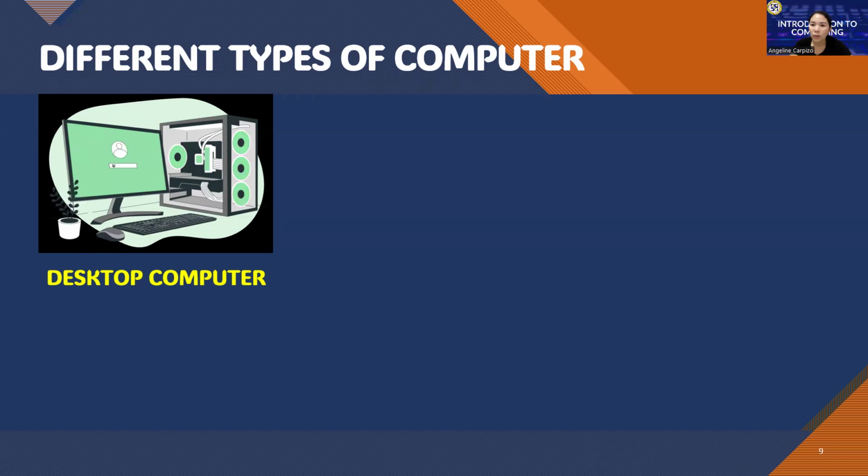Many people use desktop computers, the first example of a computer, at work, home, and even in school. Desktop computers are designed to be placed on a desk, and they are typically made up of a few different parts, including the computer case, the monitor, keyboard, and the mouse.